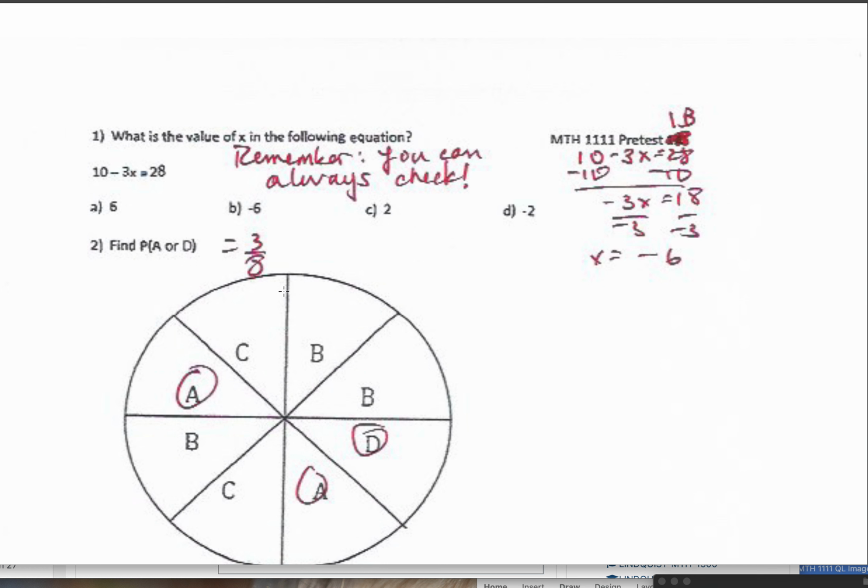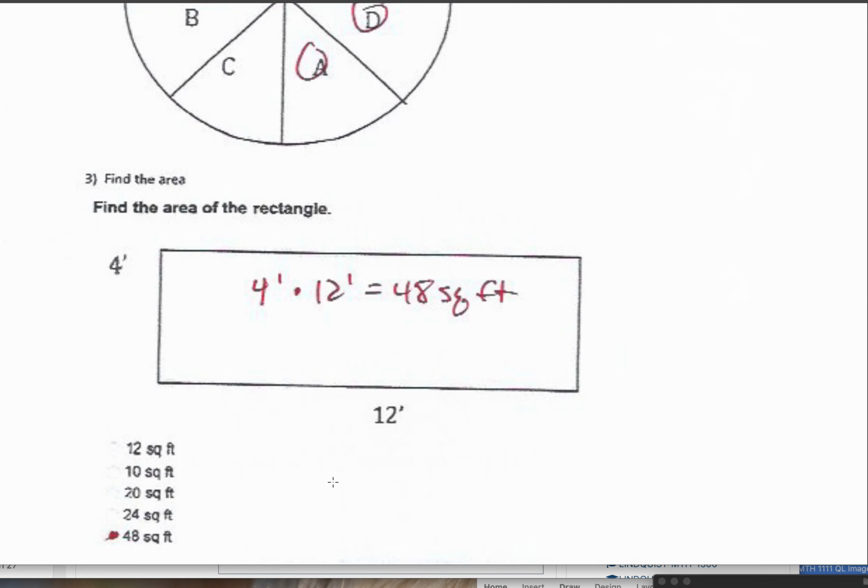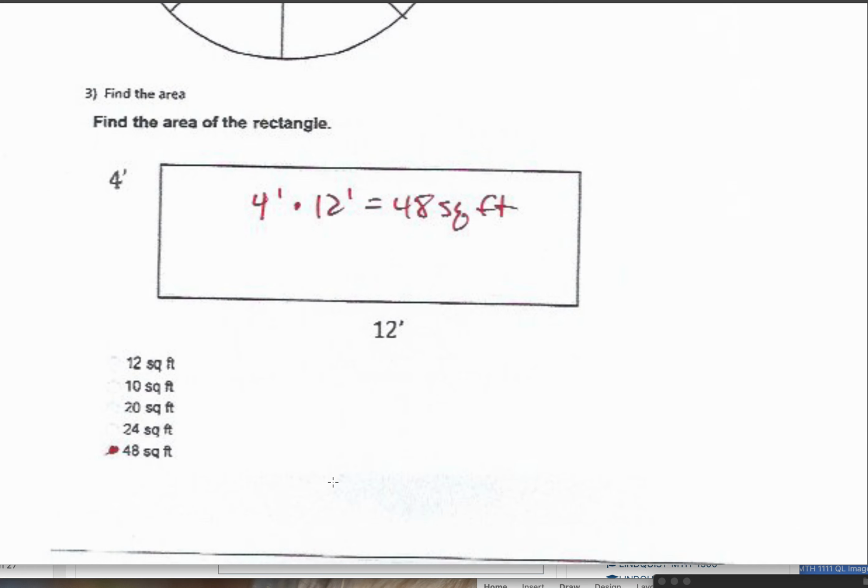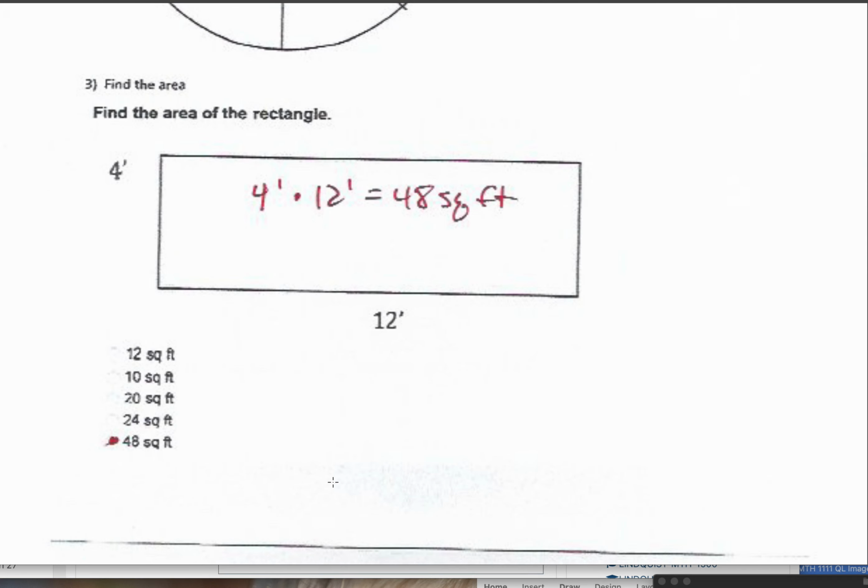Next one up, find the probability of A or D. I look at the areas that have an A or a D in them. There are 3 such areas. It is 3/8. You will not get anything quite as simple as this, but it does set up some ideas on the test. 4 foot by 12 foot is 48 square feet.